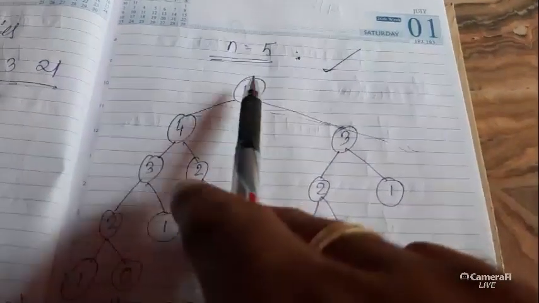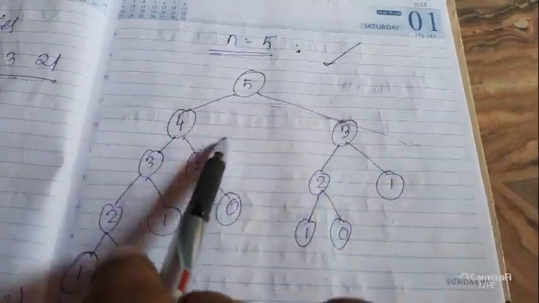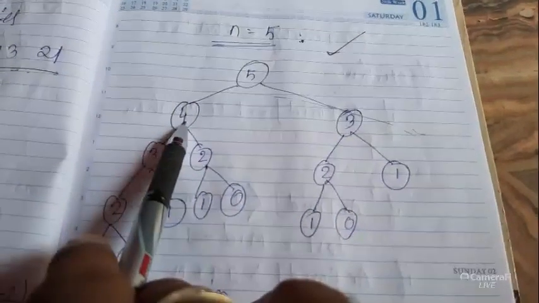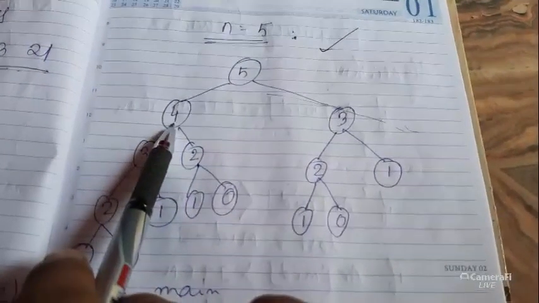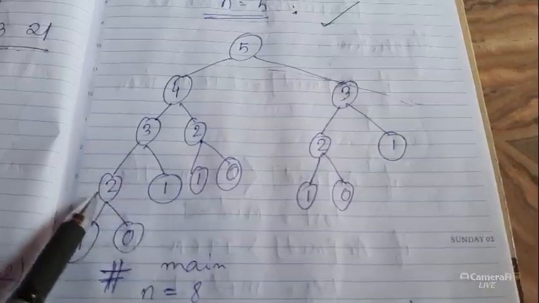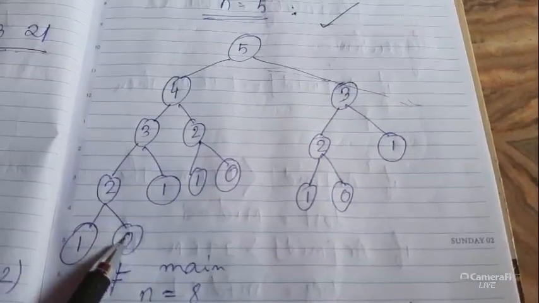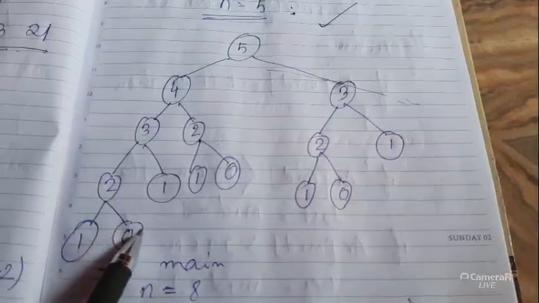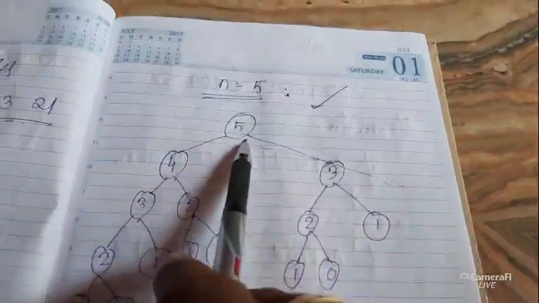So 5 is there, and I have to break it into the terms 4 and 3. I am breaking the right side and also the left side. So 4, 3, 2. Then 3 I am breaking into 2 and 1, and I am breaking the 2 into 1 and 0. You have to stop when the last value has reached 1. So you can easily understand now.